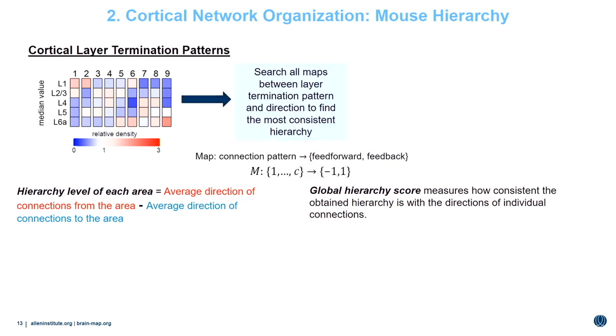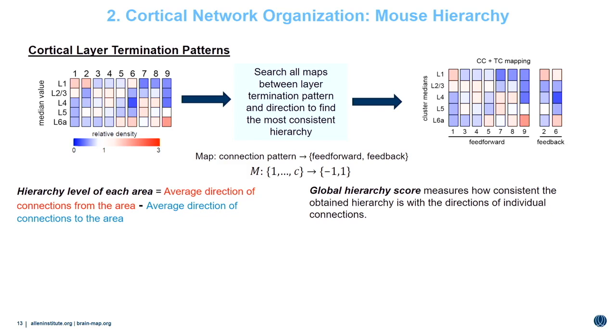And in order to find this mapping that maps these different layer termination patterns to the direction, feed-forward or feedback, we searched through all the mappings between the layer termination pattern and the direction to find the most consistent hierarchy. What I mean by most consistent hierarchy is maximizing this global hierarchy score, which measures how consistent the obtained hierarchy is with the directions of individual connections.